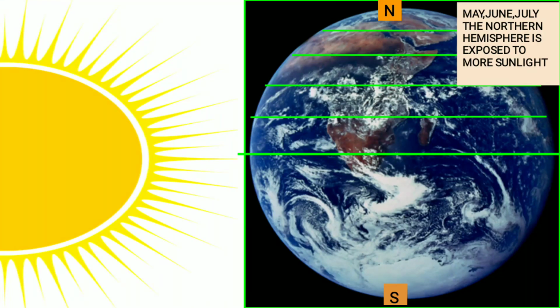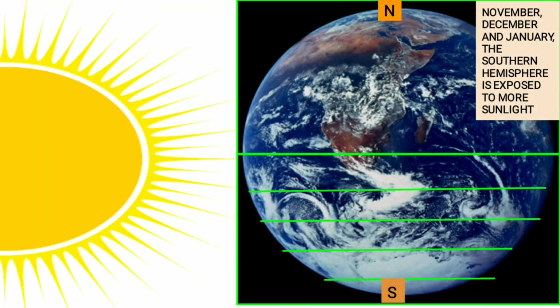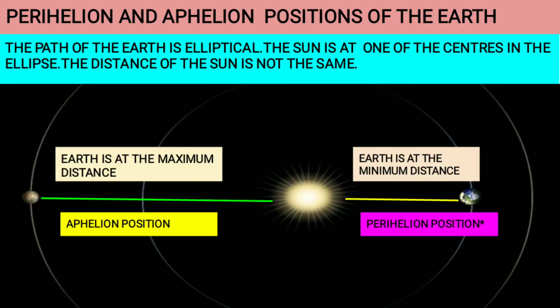Now, always remember the months. You can see this is the equator, this is your northern hemisphere and this is your north pole. In the northern hemisphere, May, June, July will be exposed to more sunlight. In which months will you get the most sunlight? May, June, July. Which hemisphere? Northern hemisphere. And when is the southern hemisphere exposed to sunlight? When it is exposed in the months of November, December and January, it is exposed to more sunlight. You should remember the months.